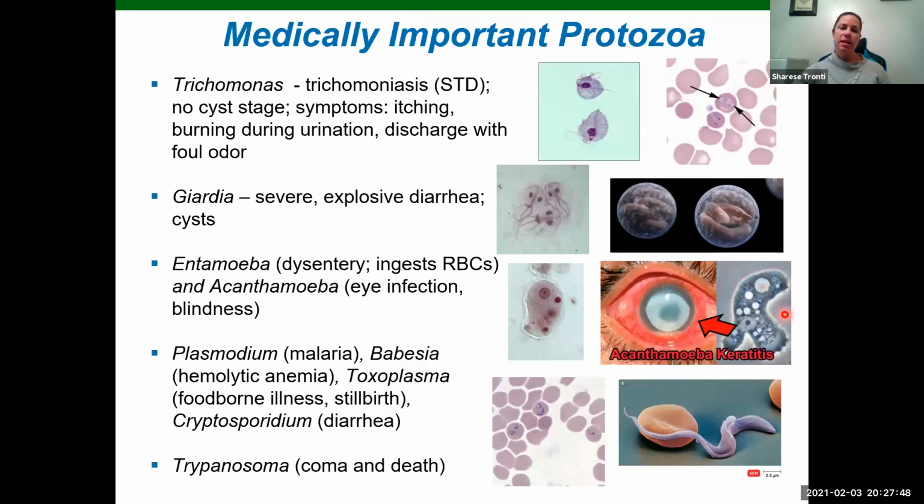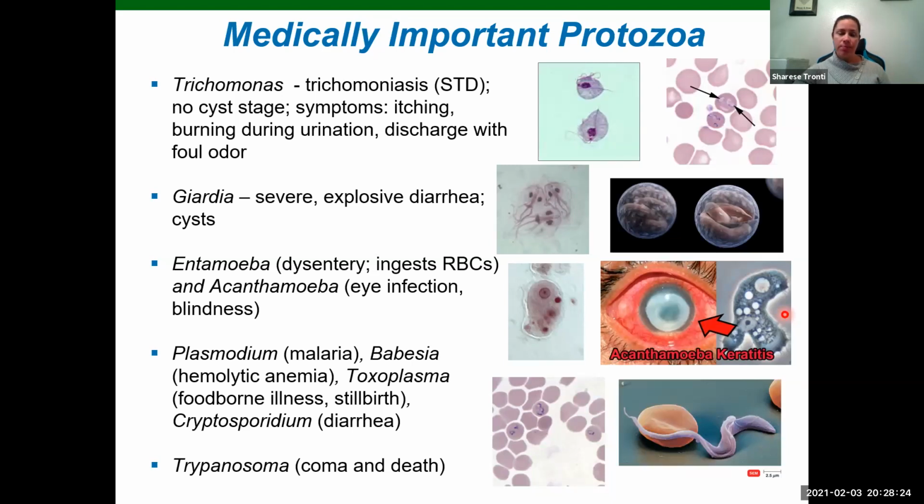Some examples of medically important protozoa. Trichomonas is an example of an STD. There is no cyst stage. This is because there really is no need for this species to be able to survive in an adverse condition. Being an STD, it's transmitted directly from a favorable environment to another favorable environment. Symptoms of this disease include itching, burning during urination, and discharge with a foul odor.